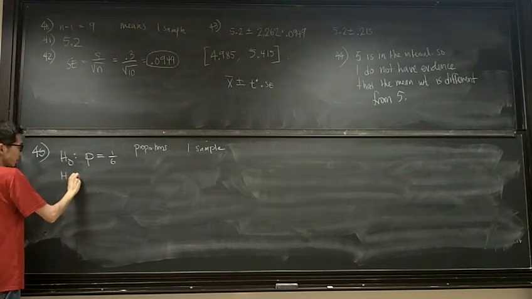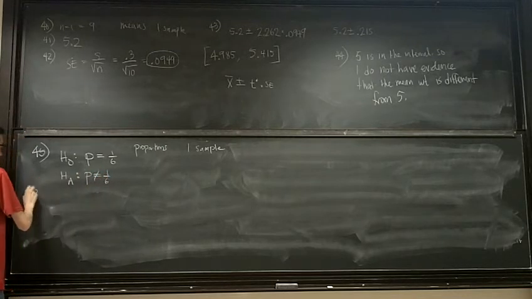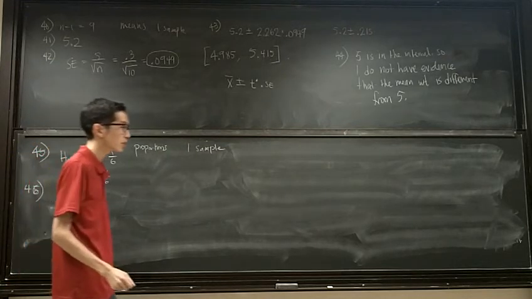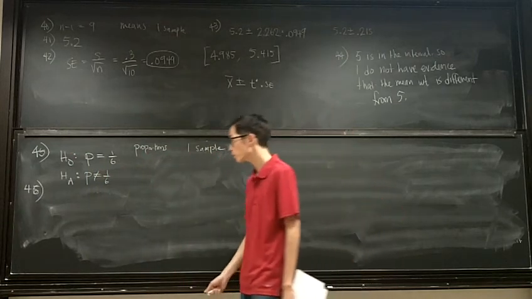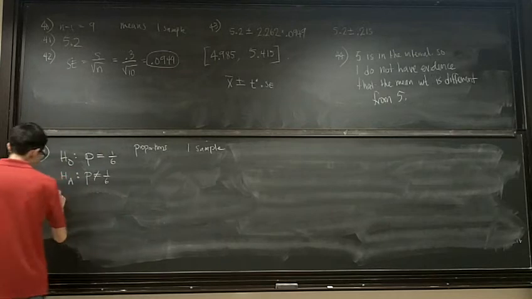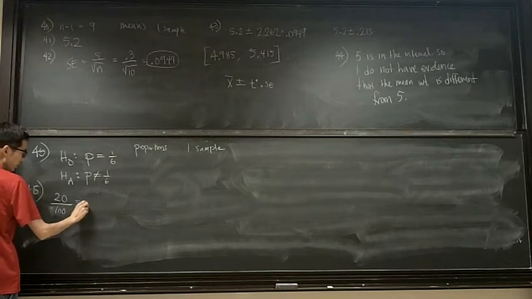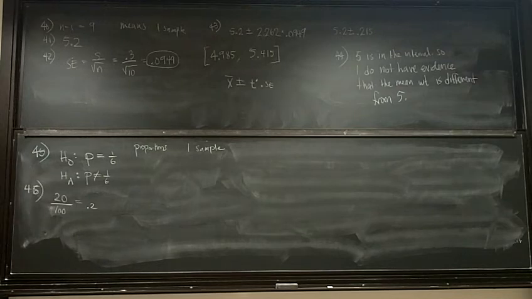And what is my alternative? P does not equal 1/6. Okay, that's coming from the problem. We want to know if the proportion that it lands on 4 is different. What is my sample proportion? 20 over 100, okay? It landed 20 times out of 100 rolls. So my sample proportion is 0.2.